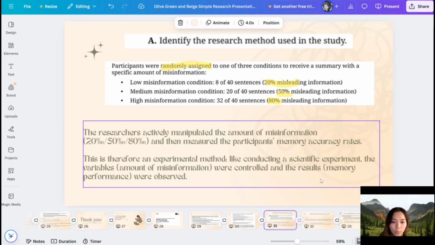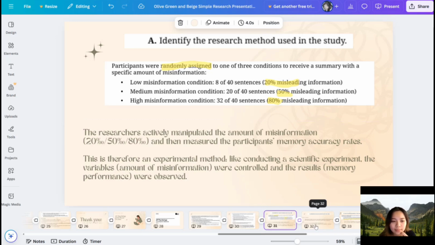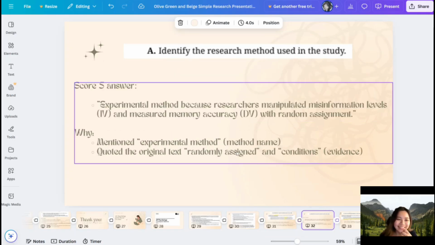The variables were controlled and the results were observed. Sorry, that's my bad. It is an experimental method. Okay, so the score 5 answer is an experimental method because the researcher manipulates misinformation level, the independent variable, and measures memory accuracy, the dependent variable, with random assignment.